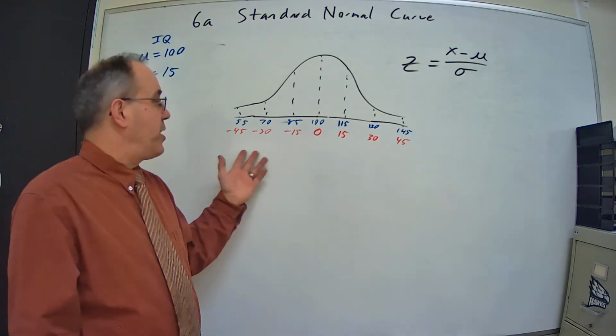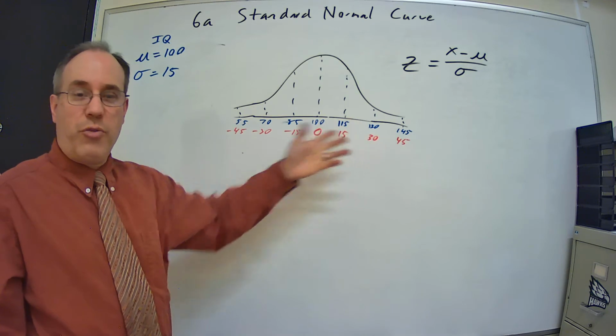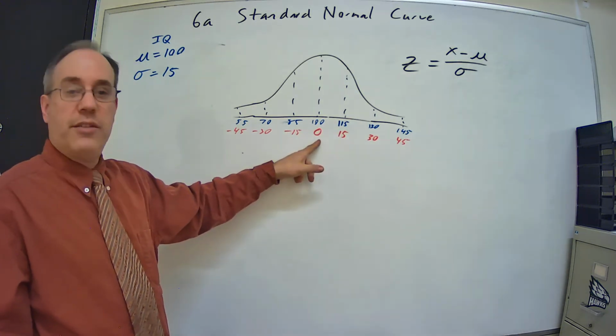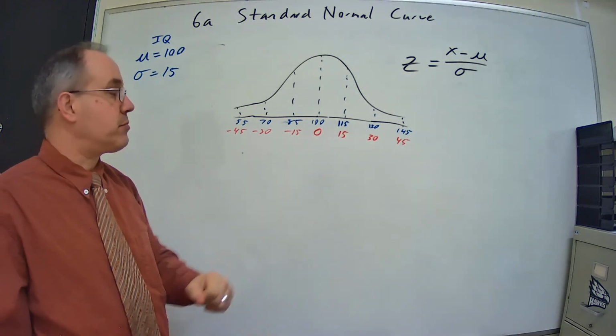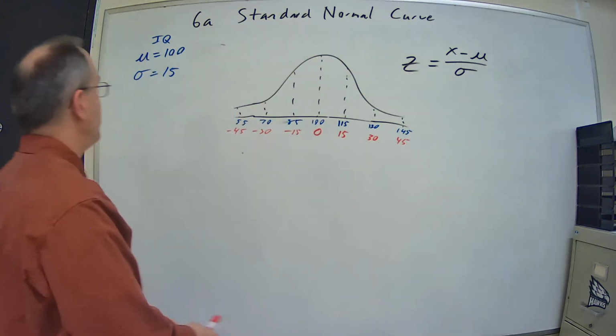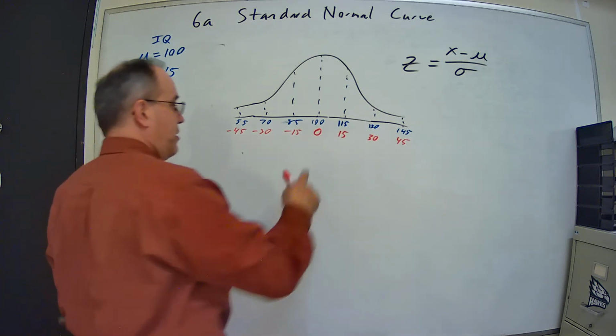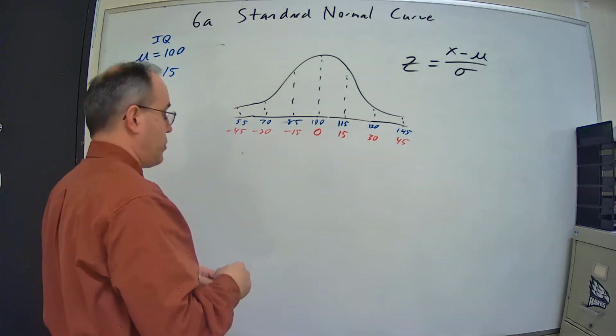Now, first of all, we can see right here that I already transformed this so that now my mean is 0. Now, if I divide by the standard deviation, my standard deviation is 15. 0 divided by 15.